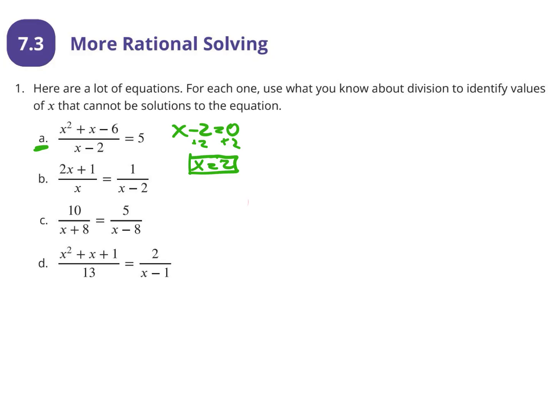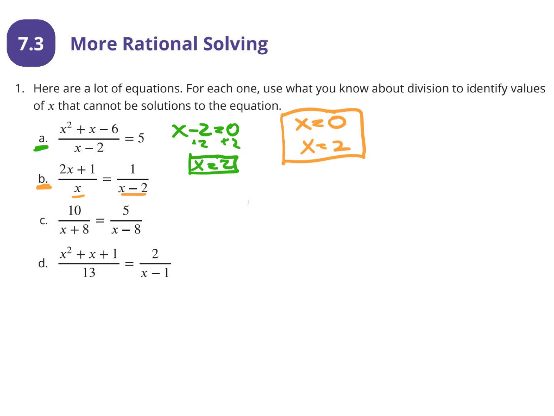Okay, so that's all we have to do for these. For B, which is going to be in orange, if I set x equal to 0 on the left, I know on the right side, x equals 2 doesn't work. So these two numbers, if they become solutions after I do everything, they don't work. And we don't even have to go through the trouble of solving it.